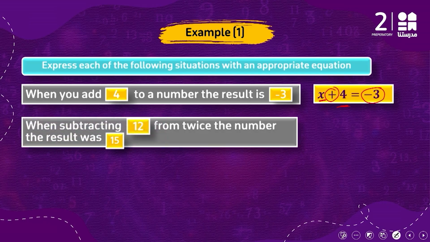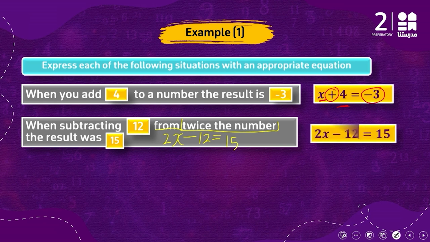When you're subtracting 12 from twice the number, the result is 15. So subtracting 12 means -12 from twice a number. Twice a number means 2 times a number we don't know, so it's x. The result means equal at the end, 15. So this is the equation we need to construct: 2x minus 12 equal to 15.